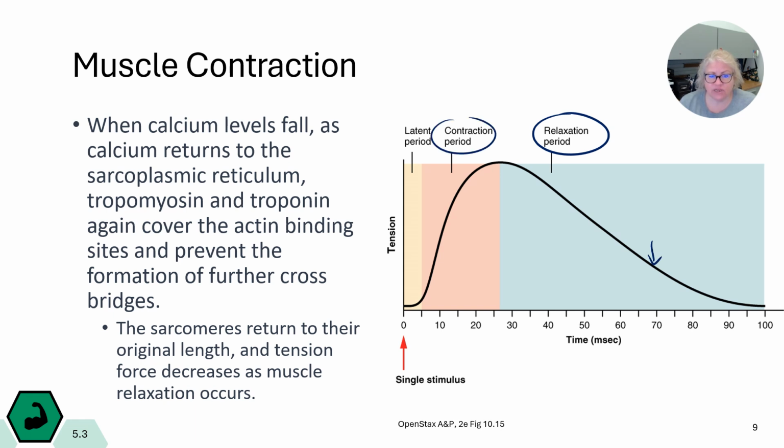That contraction period is when tension is going up. That's when the muscle's contracting. So the sarcomeres are shortening during contraction, and then they're releasing during that relaxation.